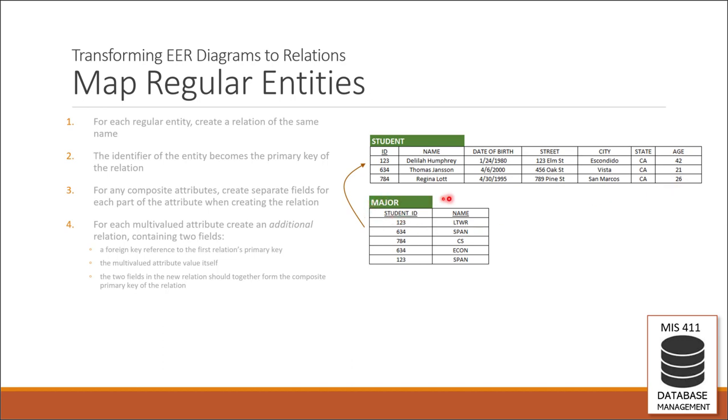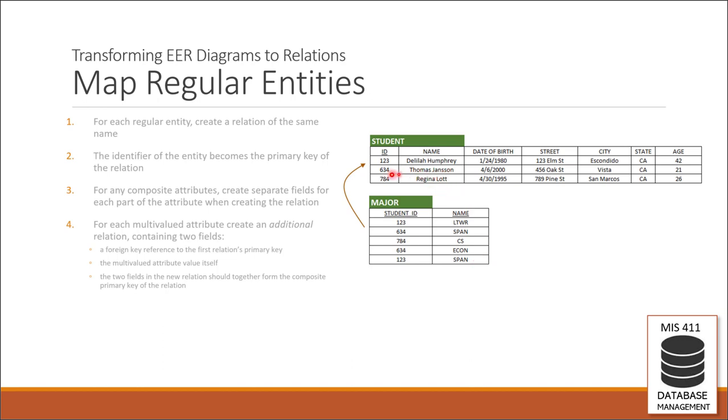We also have the major table, right? And we've populated that as well. And so what do we see in the major table? Okay, we see Delilah Humphrey, right? Student ID is 123, 123, 123. I see 2 rows for Delilah in the major table. So Delilah is majoring in literature and writing, LTWR, as well as Spanish, SPAN, right?